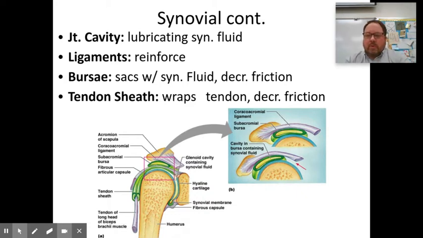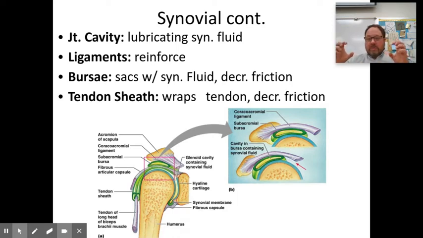Now let's look a little bit more into synovial joints. The joint cavity, again, has that synovial fluid to decrease friction. You'll have ligaments, and ligaments stitch bone to bone. So ligaments hold those joints together. And then to provide some extra padding, if you will, there are bursae or tendon sheaths. Bursae are like little membranous sacs filled with fluid, and you'll have bursae or a bursa sac between tendons and bones. So tendons connect muscles to bones.